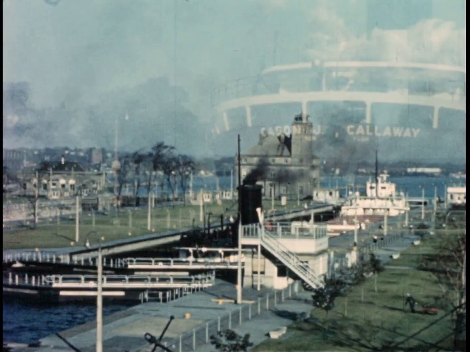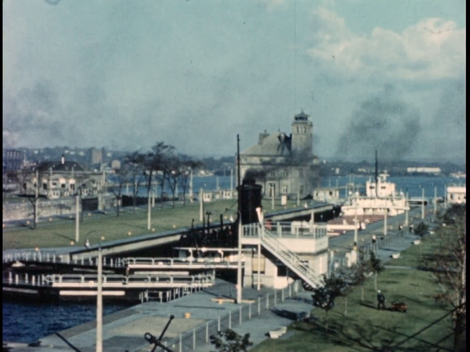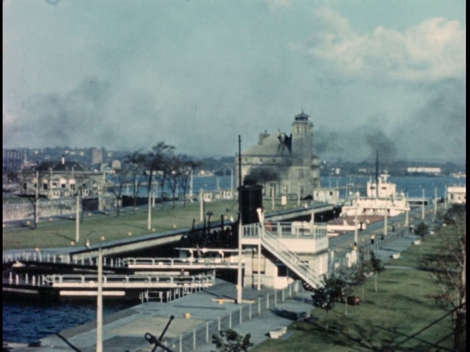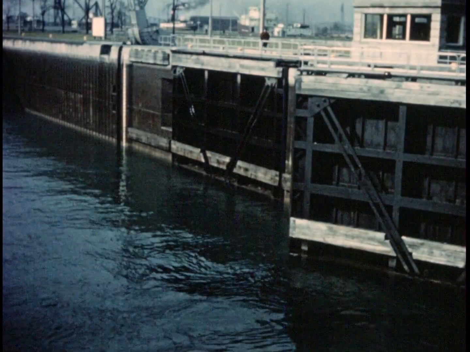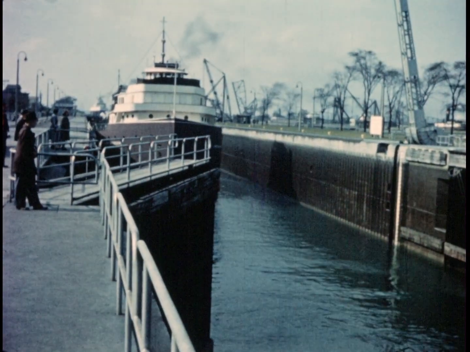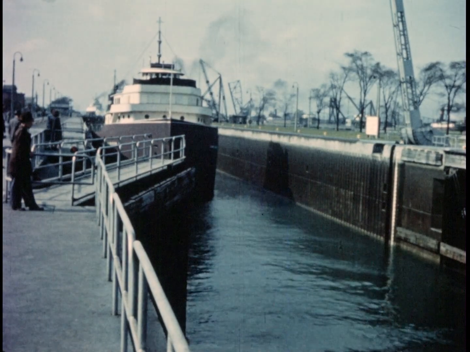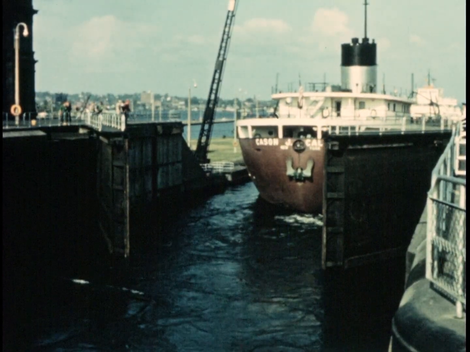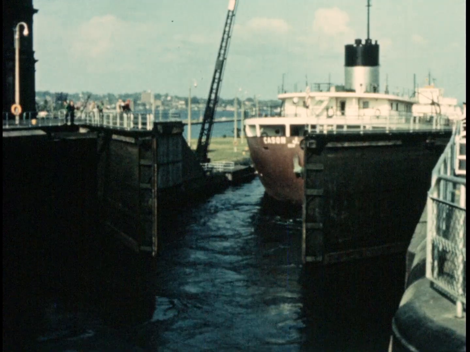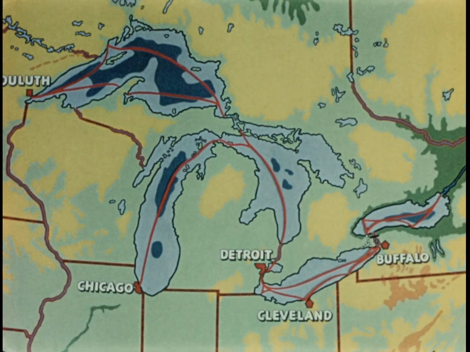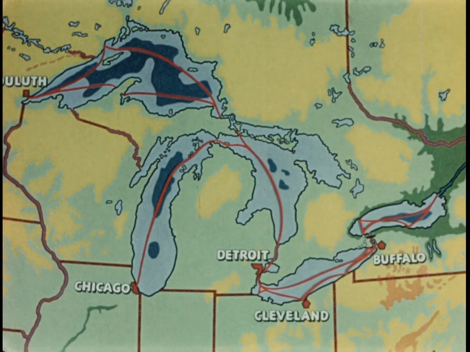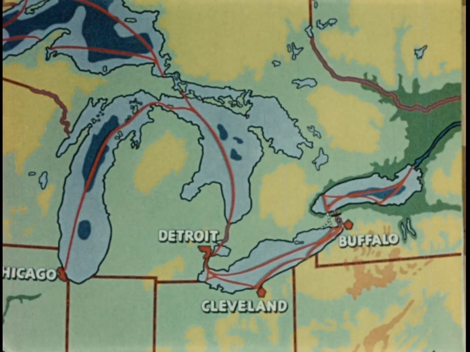Then the water in the lock can be run out or dropped to the level of the lower lake. As this happens, the ship all but disappears from view. But not for long, for the lower gate is opened and the ship steams out into the lower lake. This ship, having been lowered, now slowly moves ahead. It will continue its journey to the Great Lakes ports of the Middle West, Chicago, Detroit, Cleveland, and Buffalo.